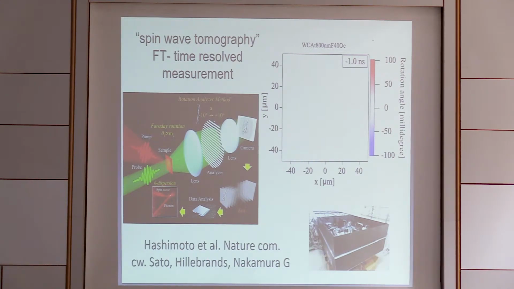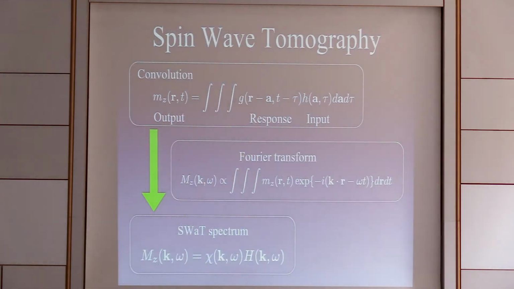And this is what we observed. Basically, light is injected at the center of the sample. This is not simulation. This is what we measured in this sample. Light is injected at the center of the sample, and various patterns are observed. This is the time-resolved spectroscopy. But note that this is not the wavefront of the spin wave. This is the interference pattern of many spin waves.